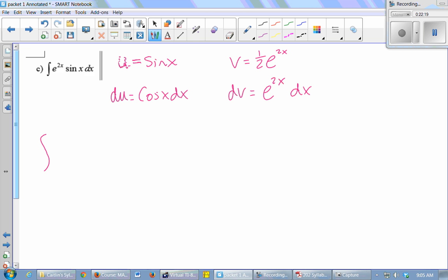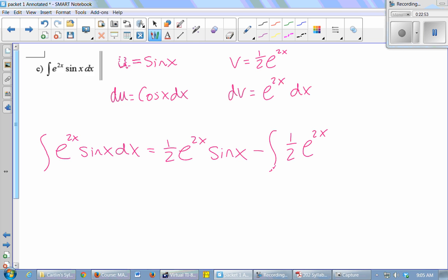So my integral of u dv, e to the 2x sine x dx, equals u times v, 1/2 e to the 2x sine x. That's u times v, minus the integral of v du. So this would be 1/2 e to the 2x cosine x dx.